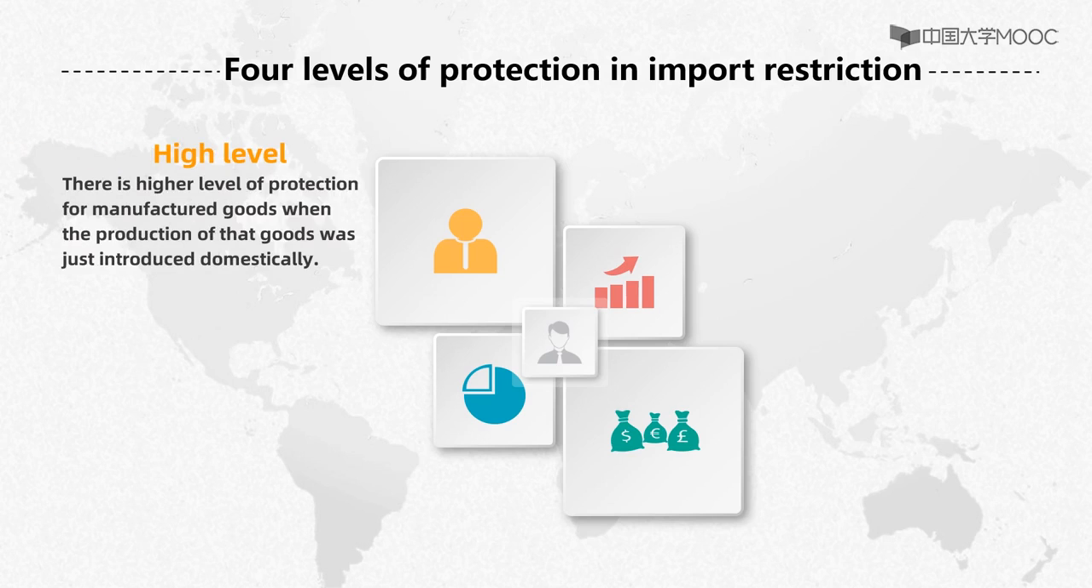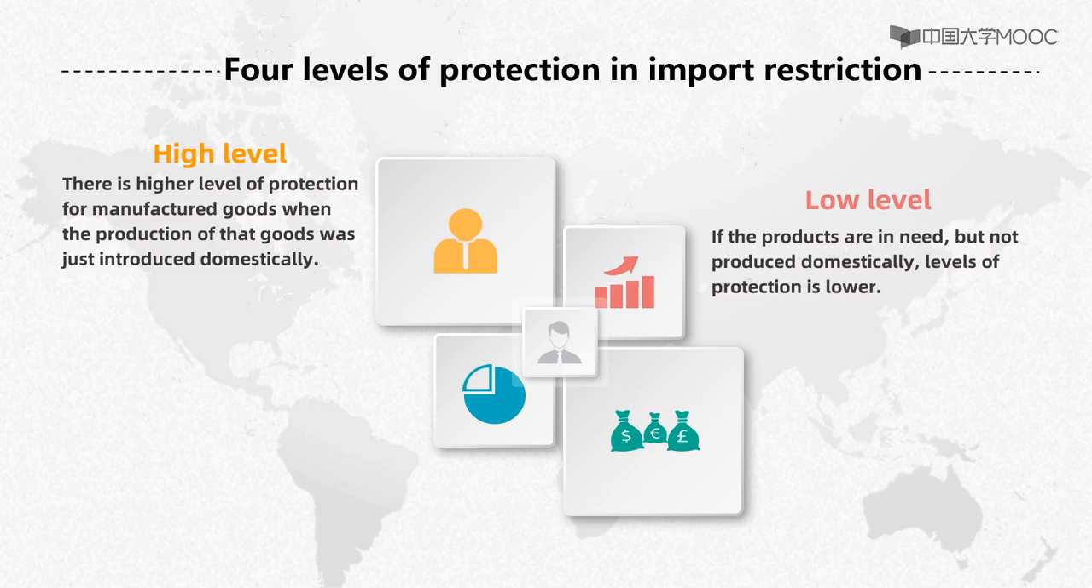First, high level. There is a higher level of protection for manufactured goods when the production of those goods was just introduced domestically. Second, low level. If the products are in need but not produced domestically, the level of protection is lower.